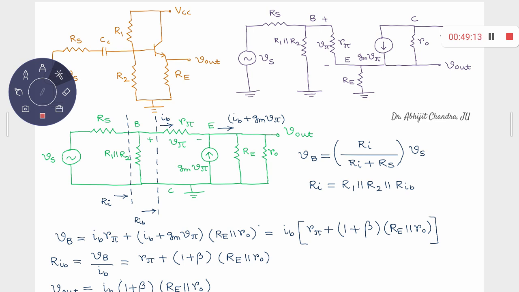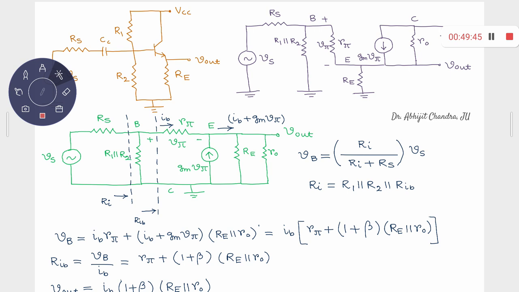Now, if this voltage is Vb, then I have to equate this Vb with this current Ib, because this is the current. So what is Vb? This voltage is Vb, plus minus here. This is how much? This voltage plus this voltage, right? What is that voltage? Here, current there. This current is how much? gm Vpi. gm Vpi is nothing but beta times Ib, or hFE times Ib.